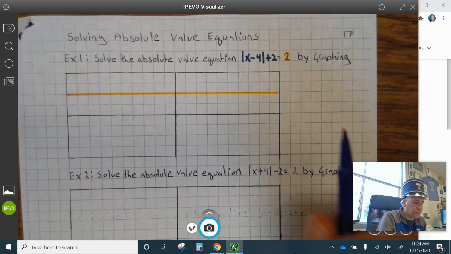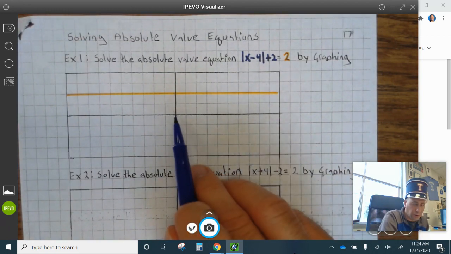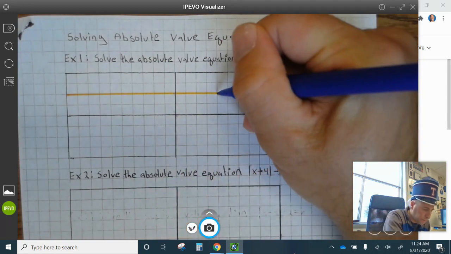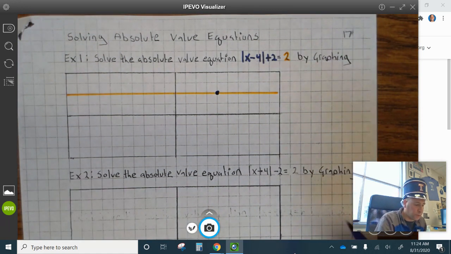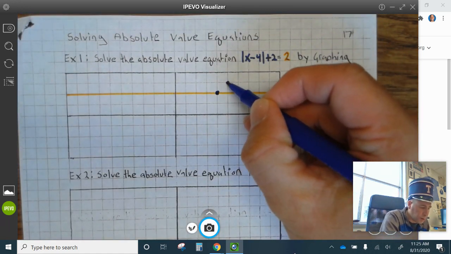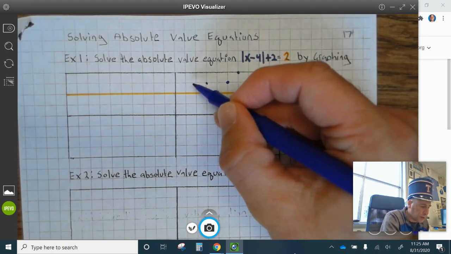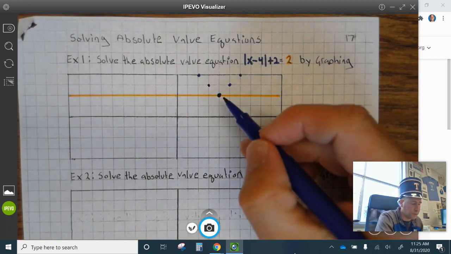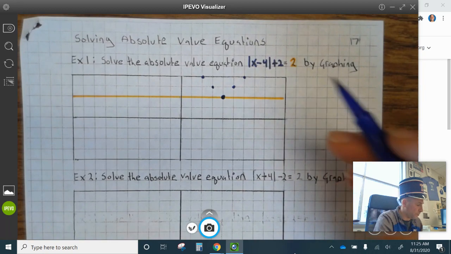Now you can see there's two transformations. There's a right 4 and up 2. So we start at the origin and we go right 1, 2, 3, 4, up 2. Now we know because it's absolute value that it goes right 1, up 1, right 1, up 1, and we go left 1, up 1, left 1, up 1. And we know that because the absolute value makes a V, and that's how you get the V. Right 1 from the vertex, right 1, up 1, next point, right 1, up 1. Okay?